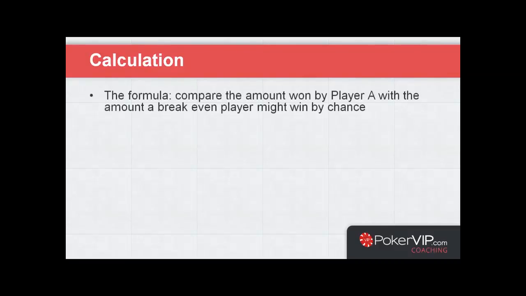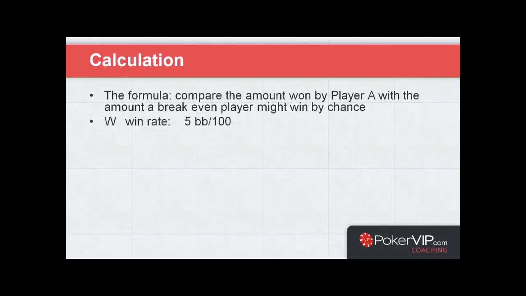What we're going to do is compare the amount won by player A with the amount a break-even player might expect to win just by chance. So we'll establish the maximum size of the variation for the break-even player, compare it with player A, and then come to a decision as to whether or not player A can legitimately claim that he can separate himself from the break-even player. In order to do this, we have to get our variables together just to keep things in order.